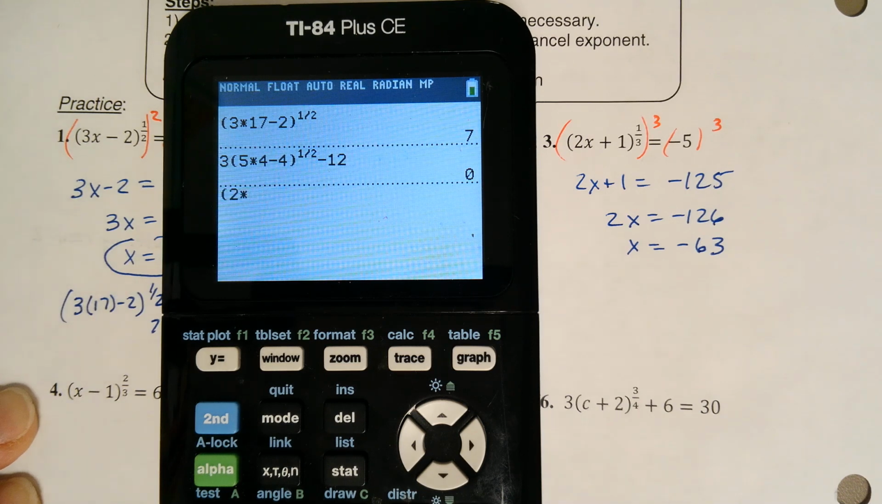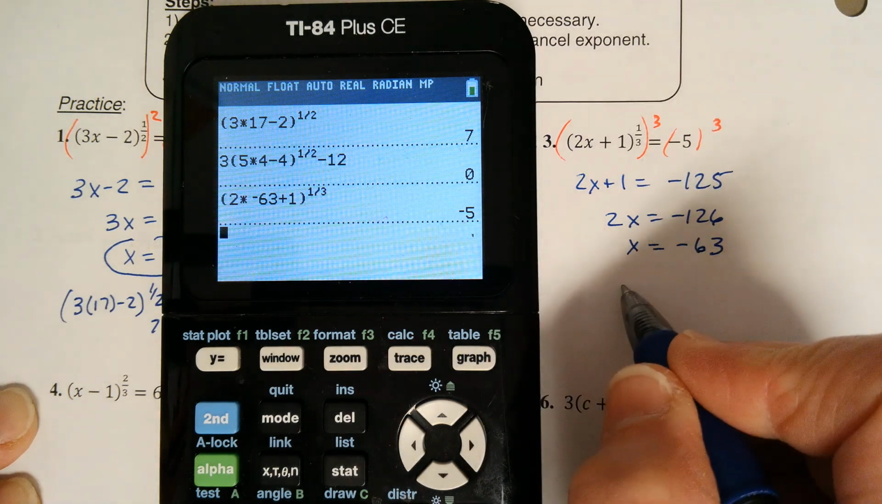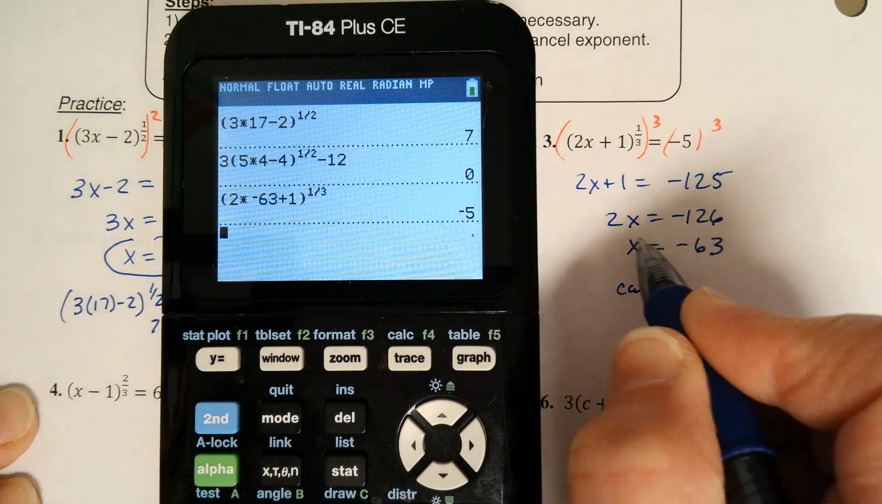Parentheses, 2 times negative 63 plus 1, close parentheses, raised to the 1/3 is negative 5. Calc checked.